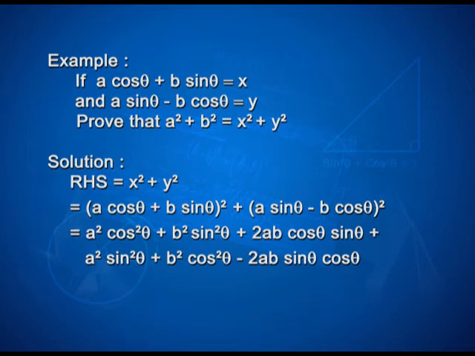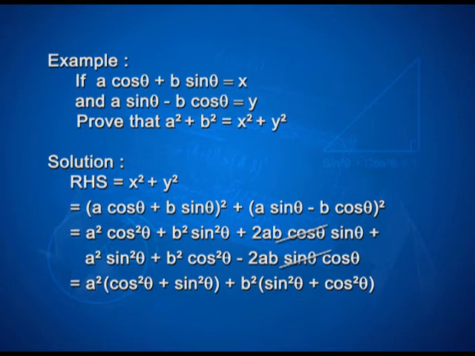Here we have used two identities: a plus b whole square is equal to a square plus b square plus 2ab, and a minus b whole square is equal to a square plus b square minus 2ab. Here, minus 2ab sin theta cos theta gets cancelled with plus 2ab cos theta sin theta, and we have common terms as a square and b square. Look here, a square, if you take common, we get cos square theta plus sin square theta, plus b square is common again, sin square theta plus cos square theta. This can be written as a square plus b square, as cos square theta plus sin square theta is 1.